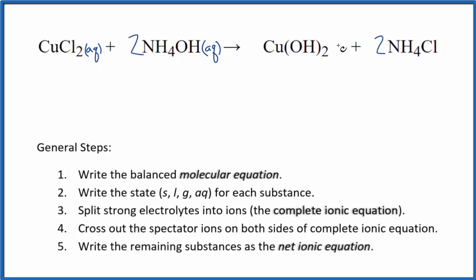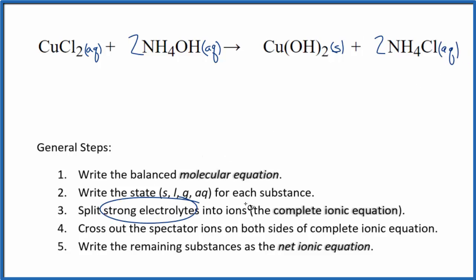These two react, forms a solid. That solid's a precipitate. It falls to the bottom of the test tube. So we have the solid precipitate here with the copper(II) hydroxide, then we have ammonium. That's going to be aqueous. So those are the states.